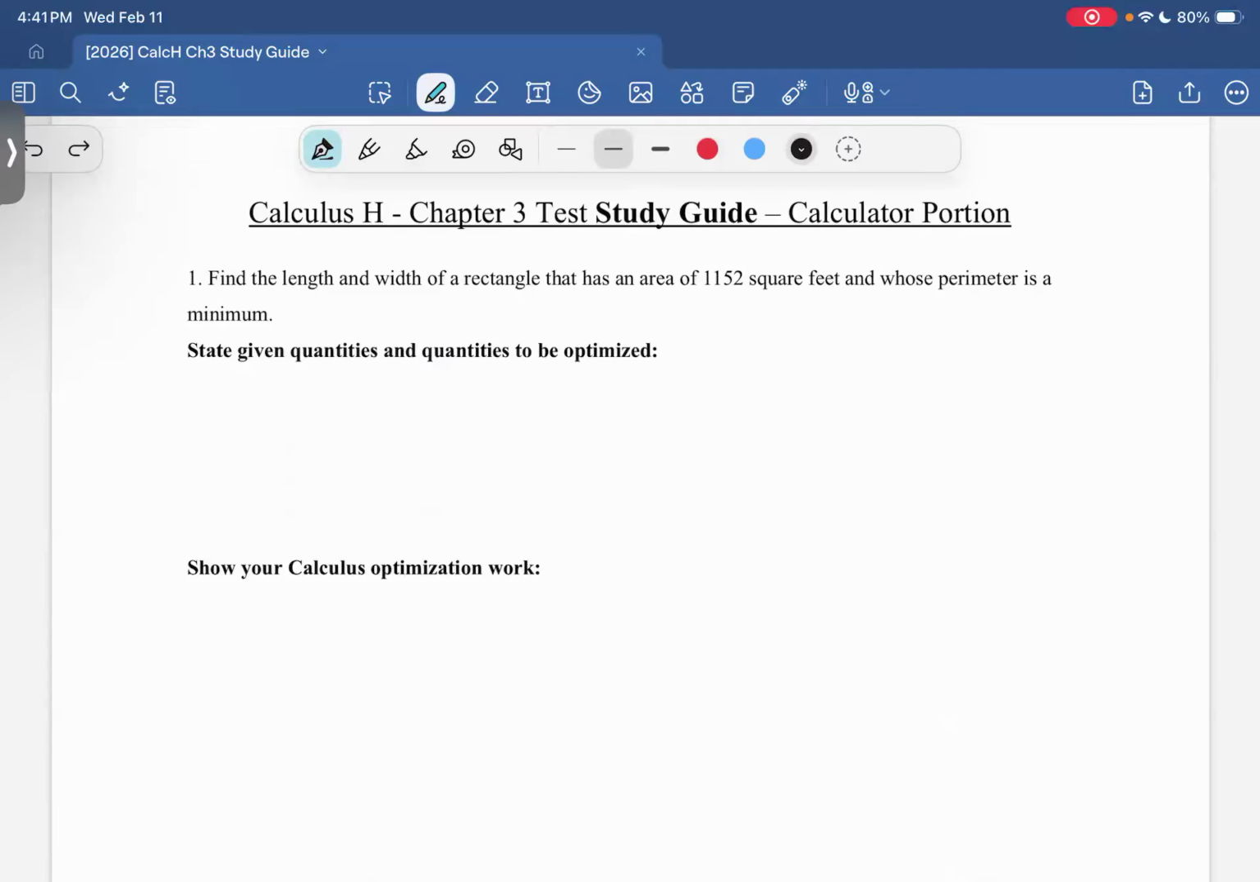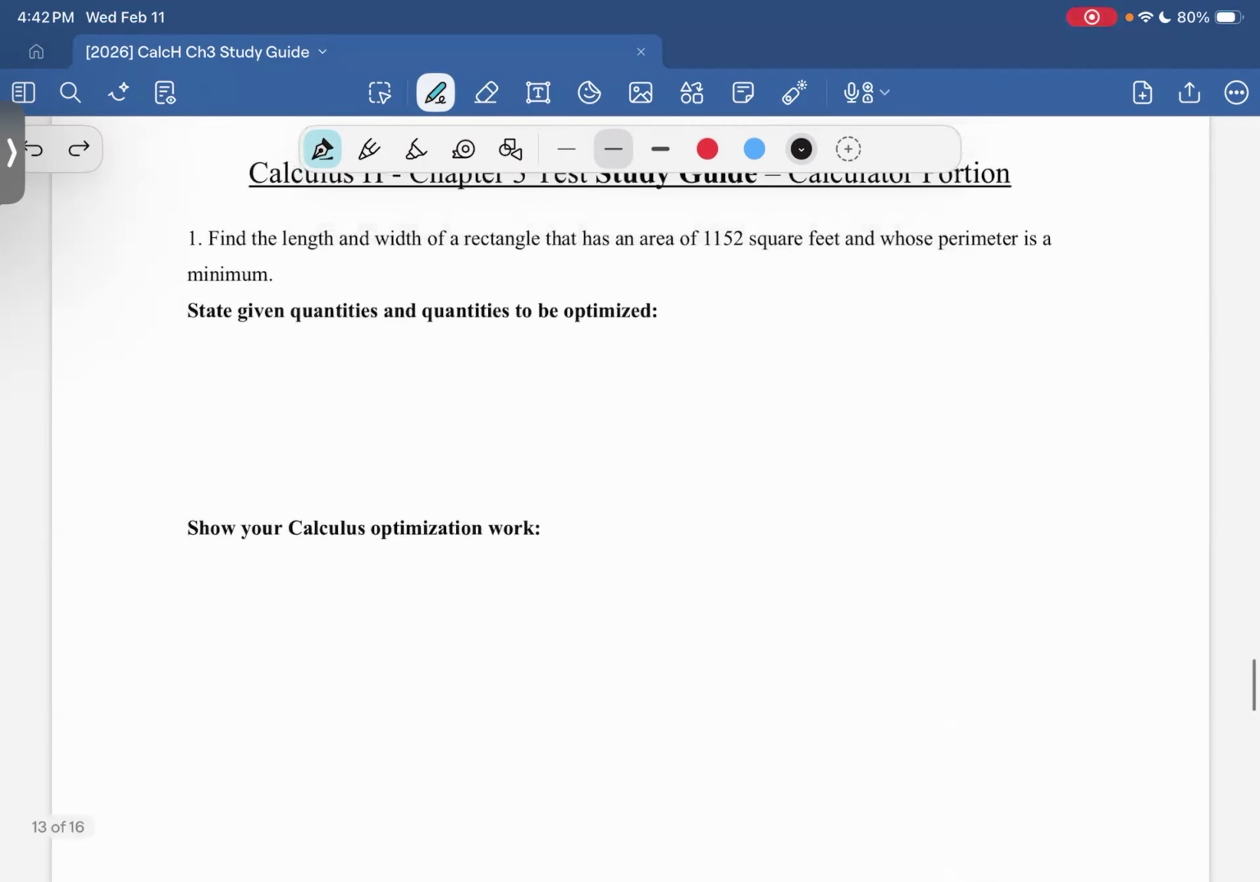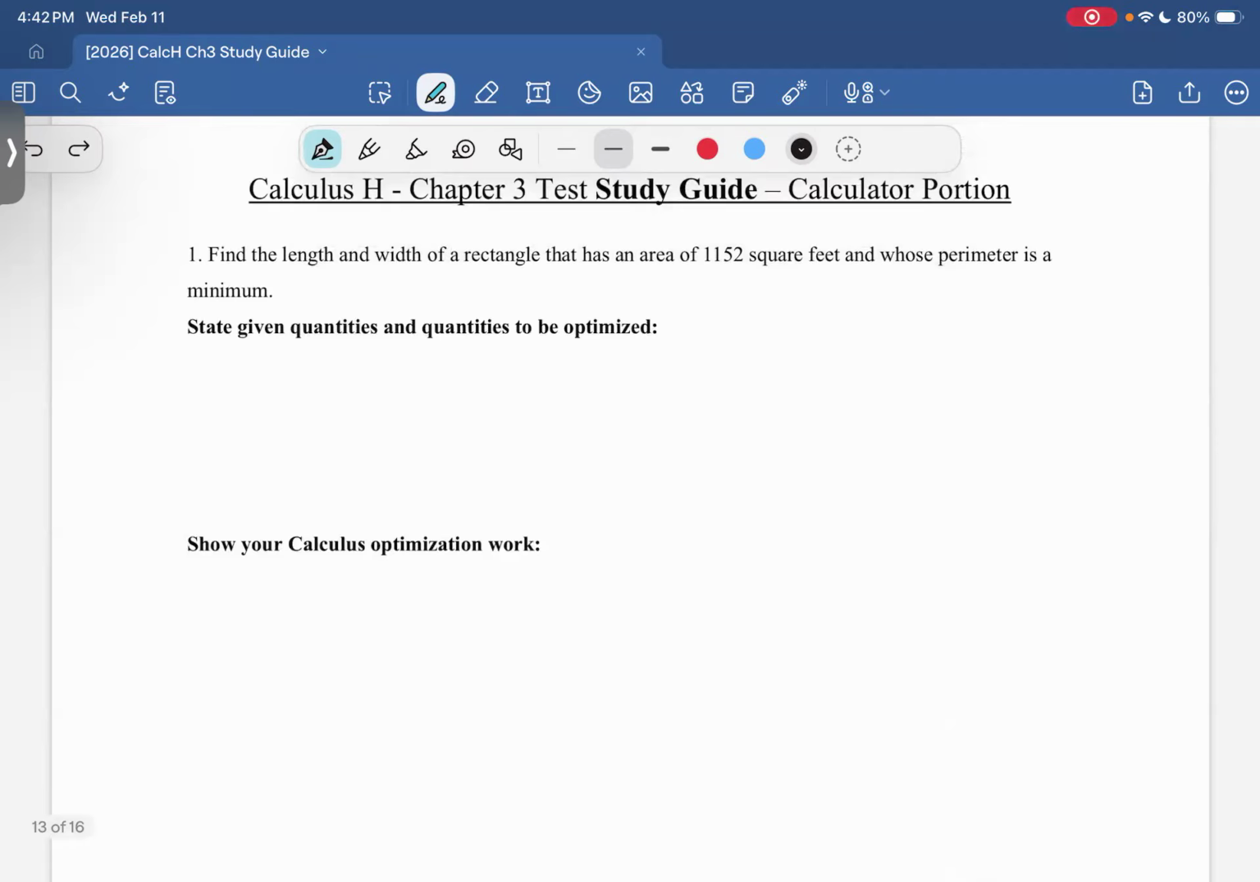Okay, calculator portion of the test. In reality, do you really need a calculator? Maybe not really. The numbers are not awful, and I don't really need decimal answers. But you are welcome to have it if you'd like.